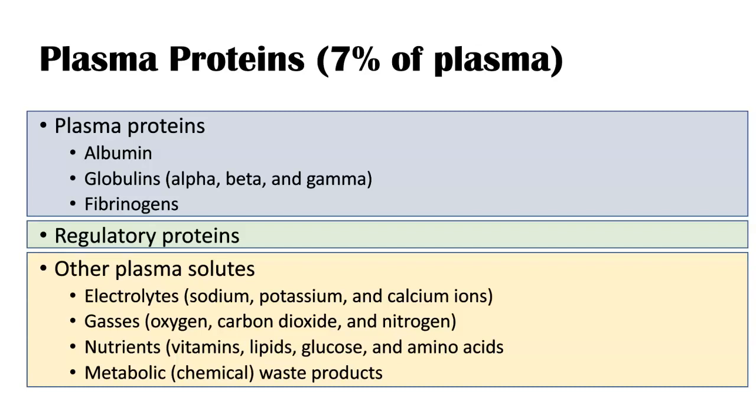Plasma is made up of three major groups of plasma proteins: the albumin, globulins, and fibrinogens. There are three types of globulins: alpha, beta, and gamma. Then there are also some regulatory proteins mixed in there as well. And finally, there are plasma solutes, including electrolytes like sodium, potassium, and calcium ions; gases, some oxygen, carbon dioxide, and nitrogen; nutrients, vitamins, lipids, glucose, and amino acids; and then metabolic or chemical waste products. But the vast majority of plasma is water, and of the remaining 7%, it's mostly these plasma proteins, and then the regulatory proteins and the plasma solutes kick in the rest.